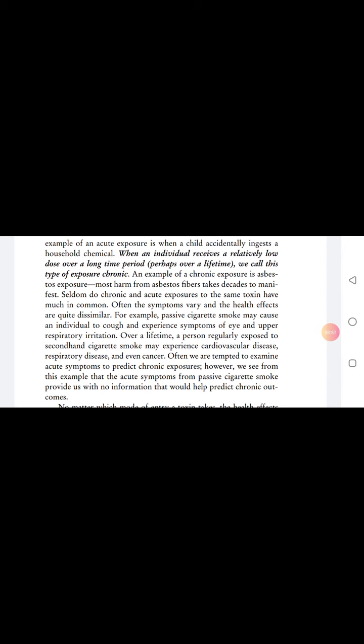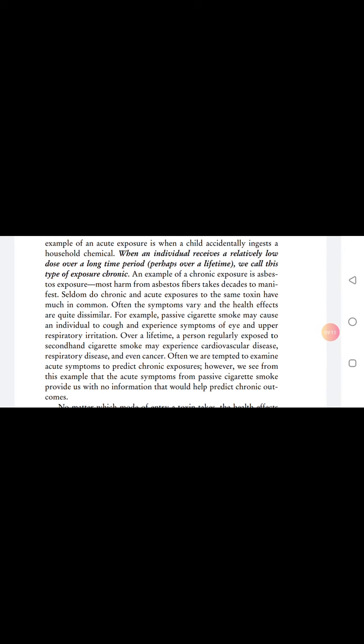So that's acute exposure. When a very large dose or a very heavy dose of a dangerous or toxic material is taken in a very small period of time, and it makes a large effect, then obviously we will call such a type of exposure an acute exposure.